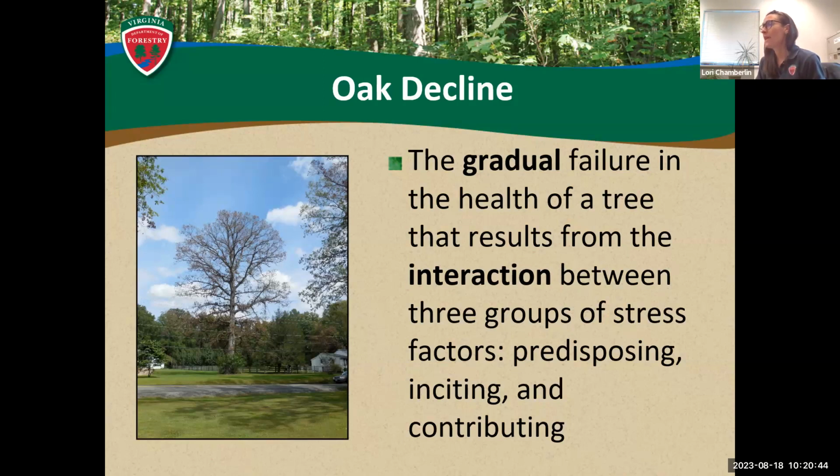And so the two main things here are that it's a gradual decline. It doesn't happen suddenly. We get a lot of calls from folks that say their oak tree just suddenly died. In most of those cases, these folks just suddenly noticed that their tree was dying. But in reality, it's been a gradual decline over many years. The other important thing here is that oak decline is an interaction between lots of different stress factors, lots of different things all acting on our oaks. There is usually not one single causal agent, which can be really frustrating because it often makes it really hard to diagnose and hard to manage.